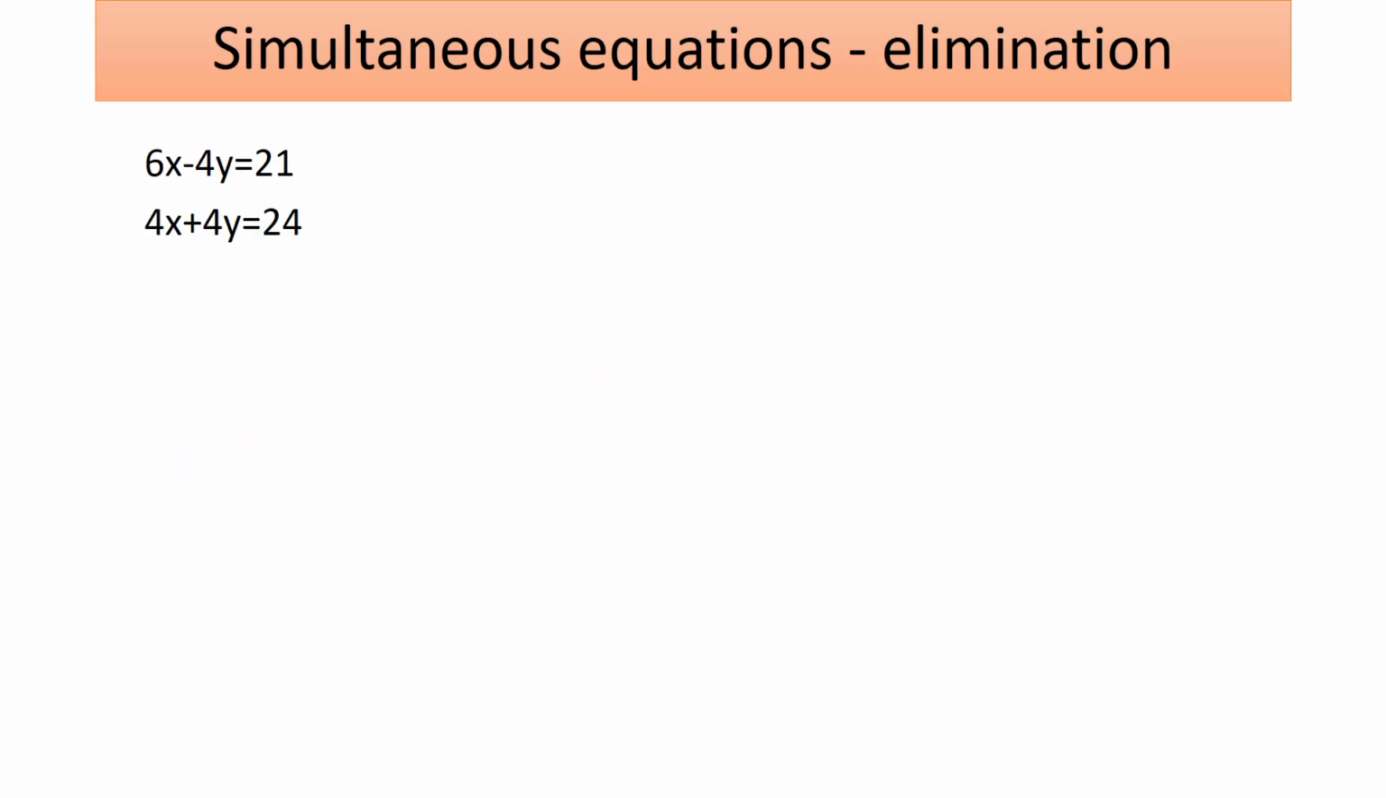Let's have a look at another example. Okay, again, I want to get rid of one of the unknowns, and the one that I'm going to get rid of is this one here. Okay, now notice that I choose the one that has the same number. In the previous example, it was the same number in front of y, and now again I have the same number in front of y. However, in the first equation, I've got negative 4y. In the second equation, I've got positive 4y.